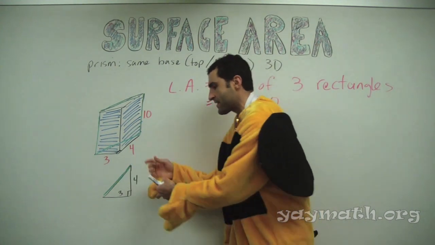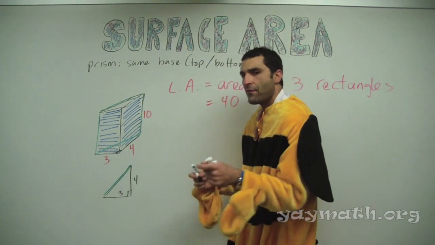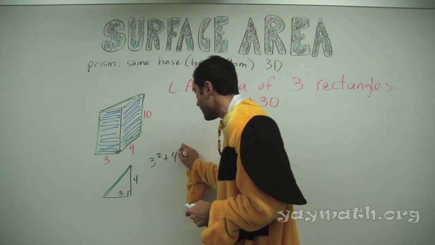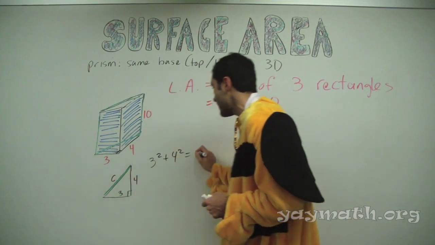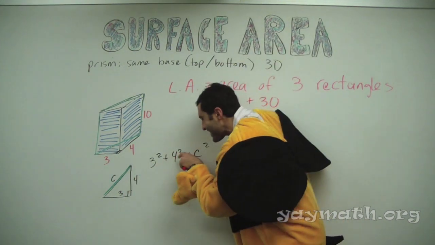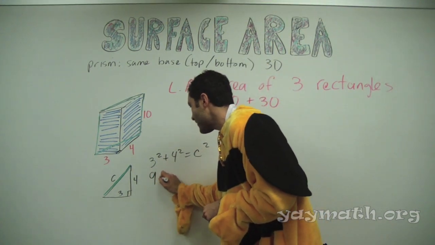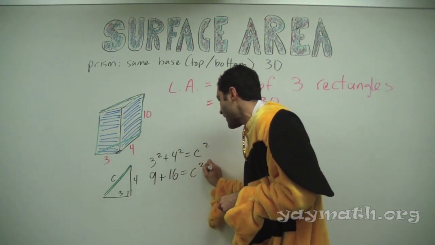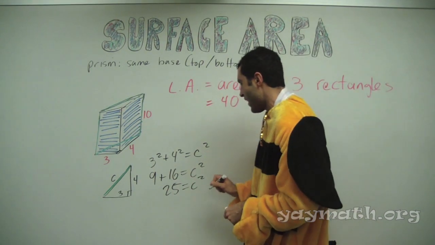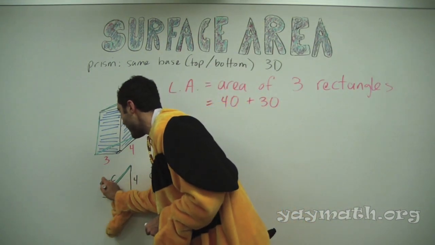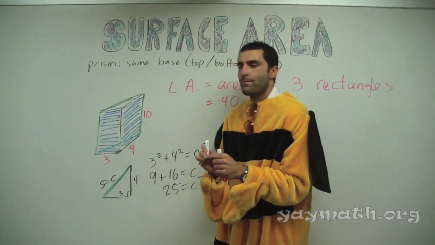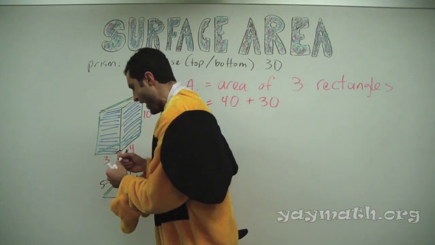Now we need this. If some people didn't recognize the 3, 4, 5 right triangle, don't forget, you can go 3 squared plus 4 squared equals C squared. 9 plus 16 equals C squared, 25 equals C squared. So C is 5, so we have a 5 here. And like you mentioned, the 3, 4, 5 right triangle is very common. So I'll put 5 back here.